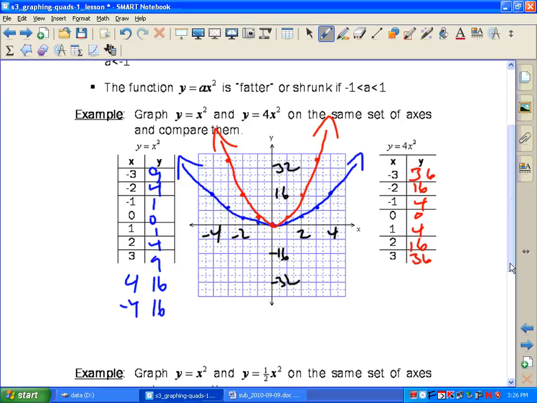Okay. Now, once again, it says compare them. Well, what's the difference? The difference is that y equals 4x squared is skinnier than y equals x squared. Everything else is the same. The vertex is the same. The axis of symmetry would be the same. The domain would be the same. The range would be the same. The only difference is the red graph is skinnier than the blue graph.